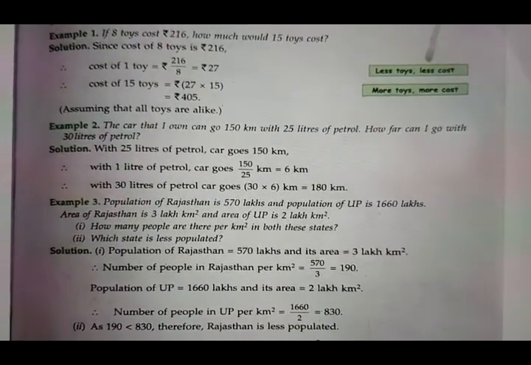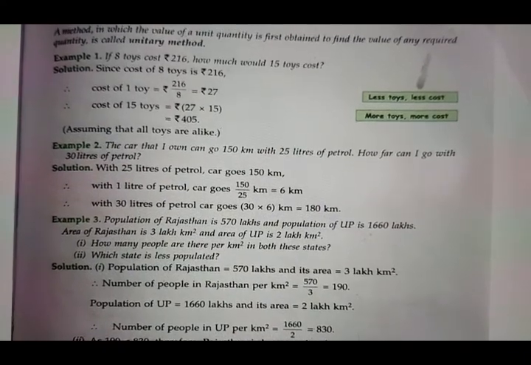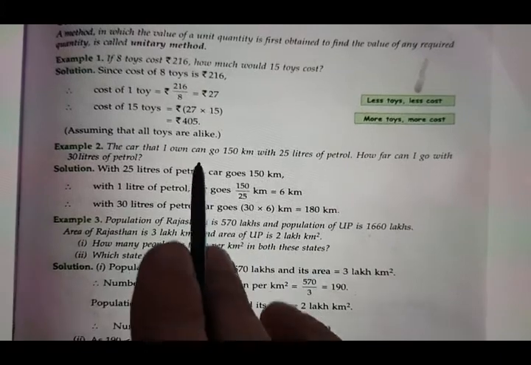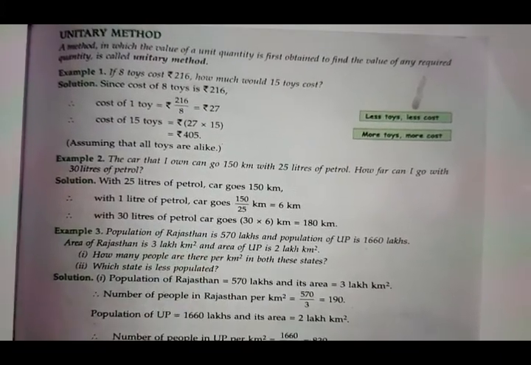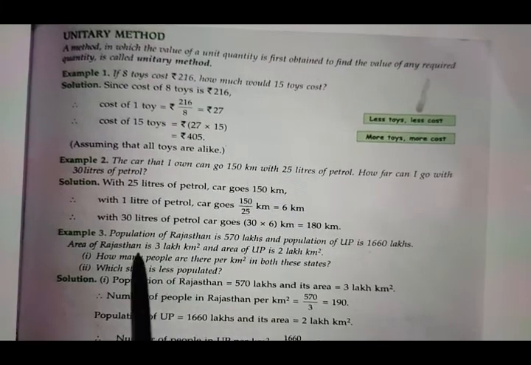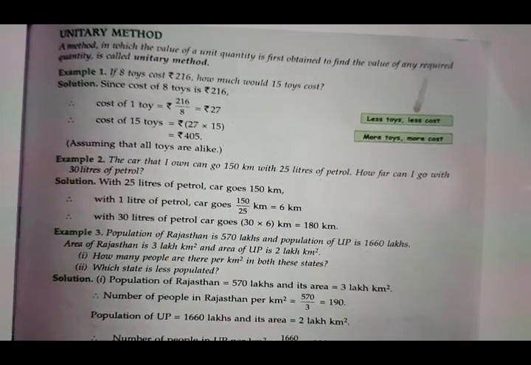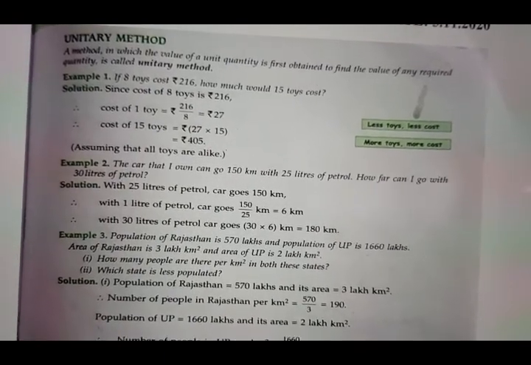Let's do example 2. The car that I own can go 150 km with 25 liters of petrol. How far can I go with 30 liters of petrol? So with 25 liters of petrol, a car can go 150 km. Therefore 1 liter of petrol, 150 divided by 25, which is 6. Therefore 30 liters of petrol, 30 into 6 will give you 180.